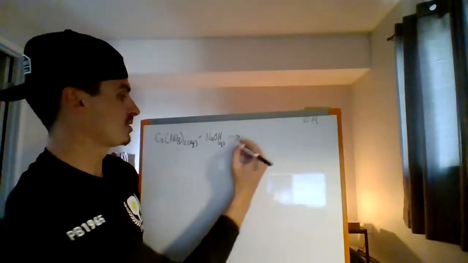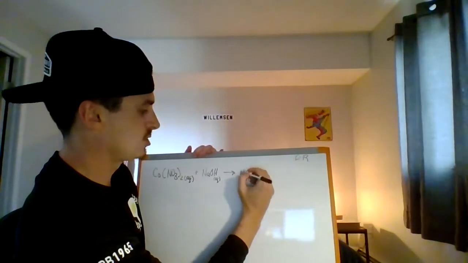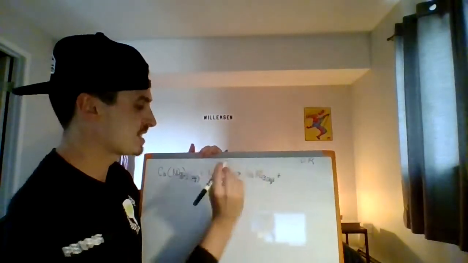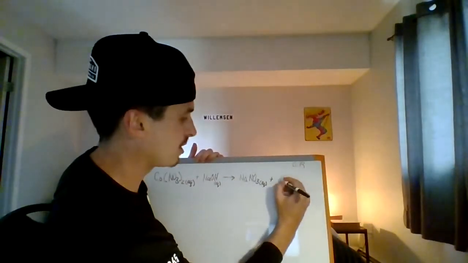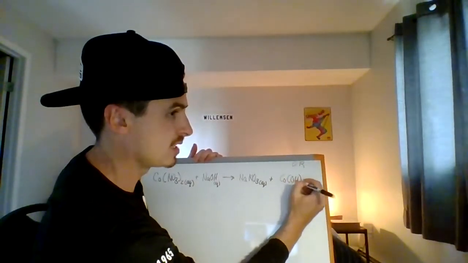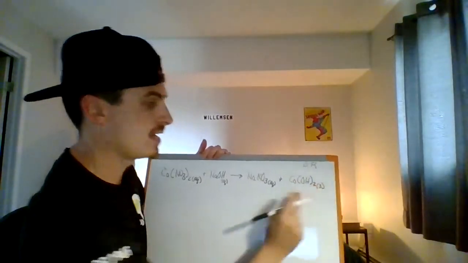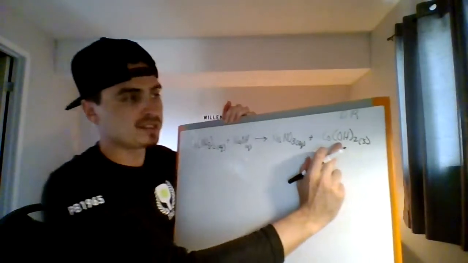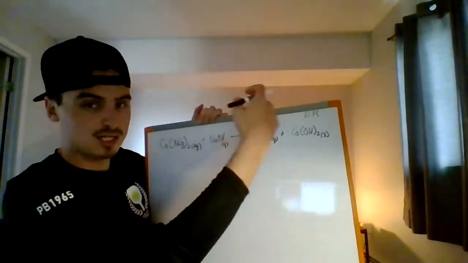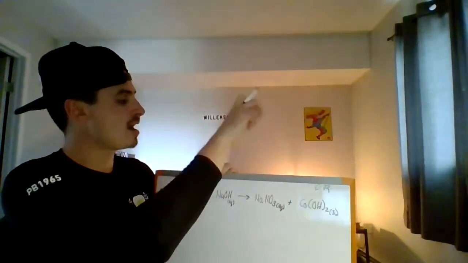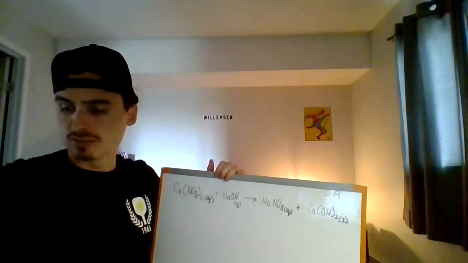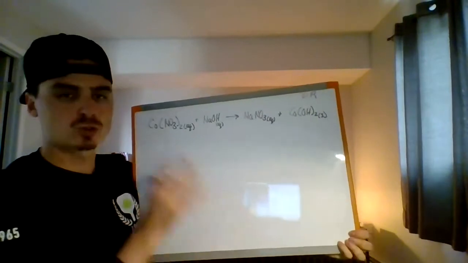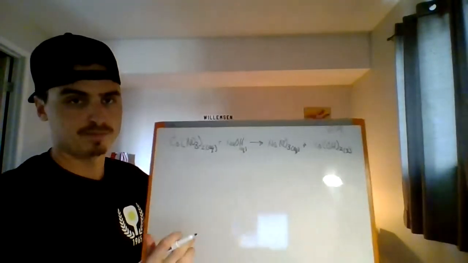So that means the metals are going to switch, and I'm going to get sodium nitrate, which if you check your solubility tables is soluble, and I'm going to get cobalt hydroxide, which is a solid. How do I know that? Okay, I check my solubility table, I go to OH, I go down, cobalt is not there, so it is insoluble.